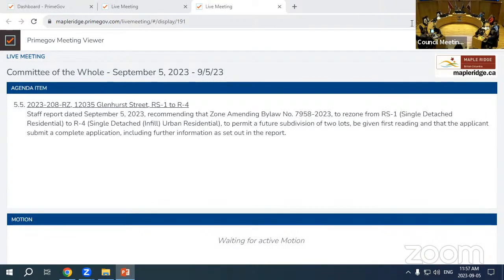Next up, Madam Clerk, 5.5. Item 5.5 is 2023-208 RZ, and it's to rezone the property at 12035 Glenhurst Street from RS1 to R4, and staff are in attendance to present.